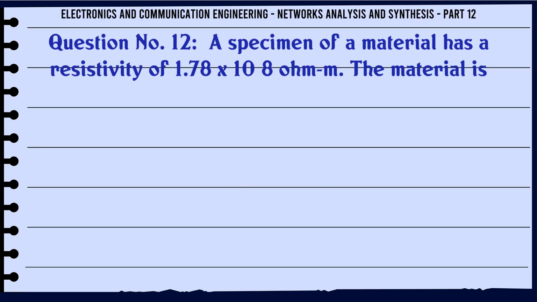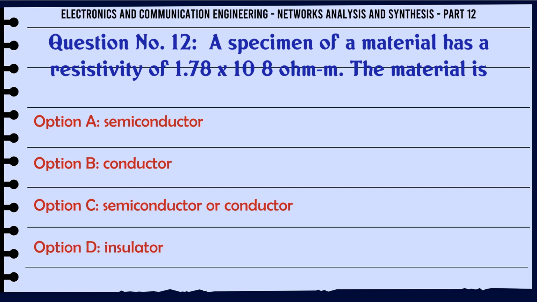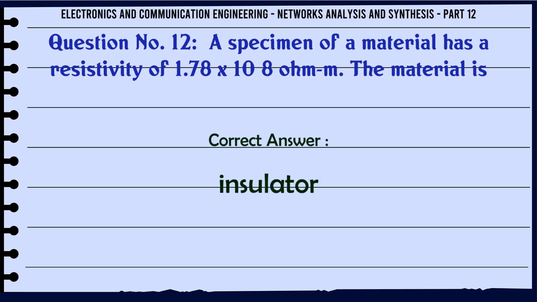A specimen of a material has a resistivity of 1.78 x 10⁸ ohm-m. The material is: A, semiconductor; B, conductor; C, semiconductor or conductor; D, insulator. The correct answer is insulator.